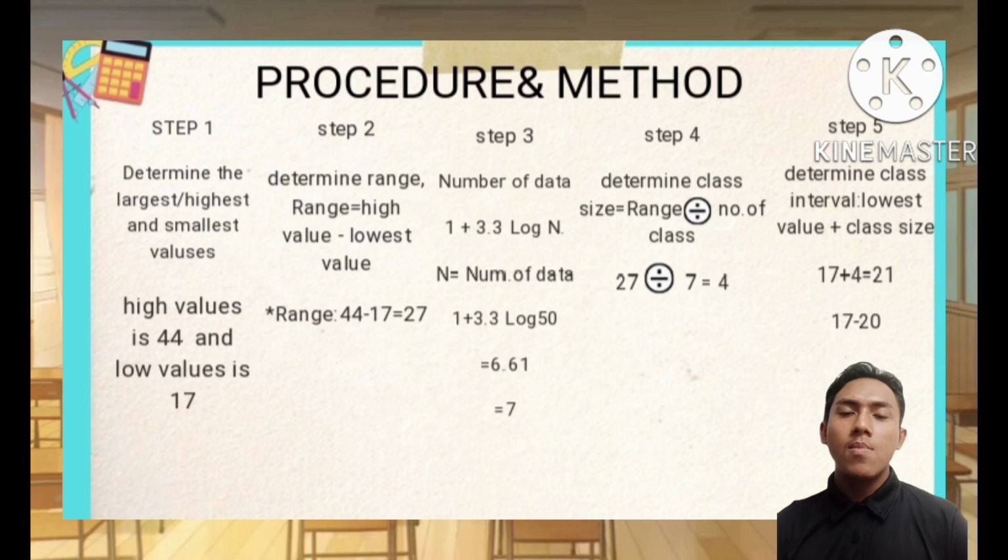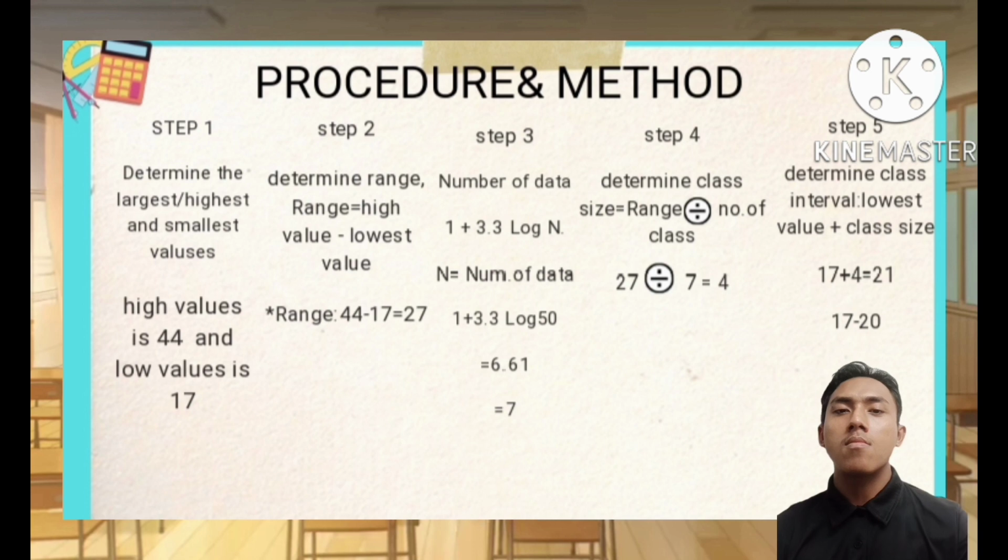Step 3. Number of classes. Formula: number of classes is 1 plus 3.3 log n, where n is the number of data. The answer is 1 plus 3.3 log 50, equal 6.61. Round 6.61 using a calculator and get a result of 7.